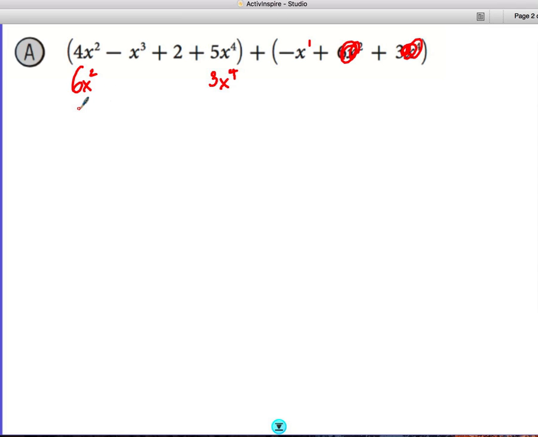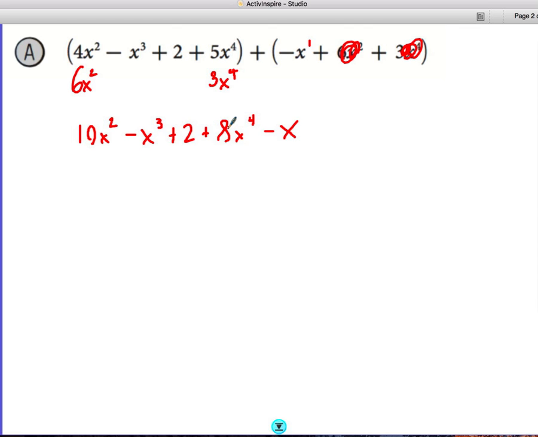So now we're going to go ahead and combine like terms. What we get here is 10x squared. Nothing combined with the x cubed, so we have minus x cubed plus 2. We have 5 and 3, which make 8x to the 4th. And since nothing combined with the x, we just go ahead and bring it down.